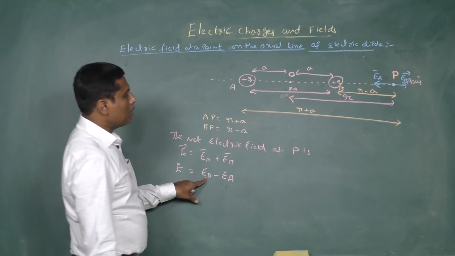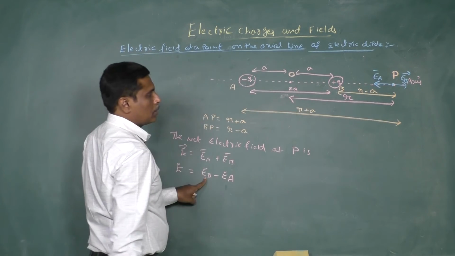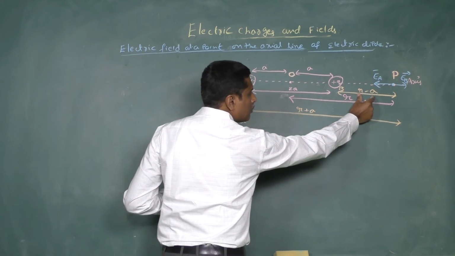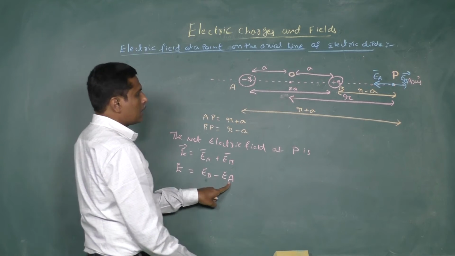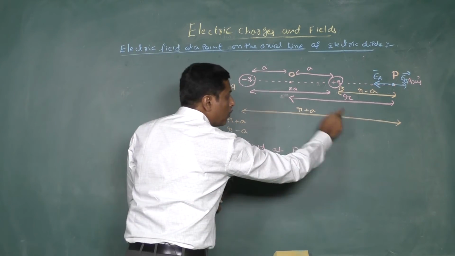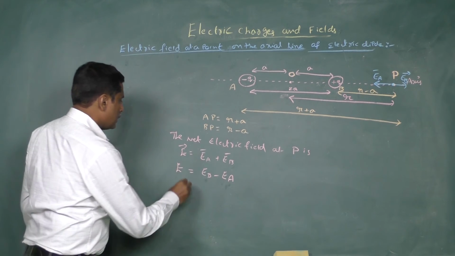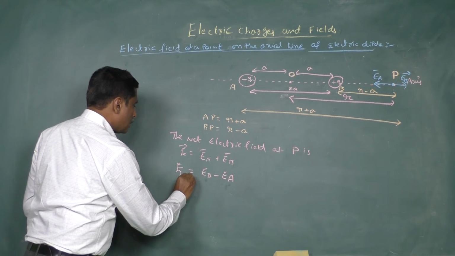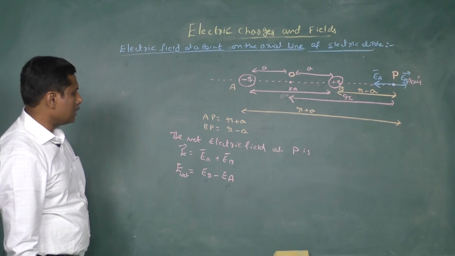EB means the electric field at the point P due to this positive charge. The distance is very small, so the electric field strength will be more. EA is the electric field at the point P due to this negative charge. Distance is more, so the electric field will be less. Therefore, you can write E net is equal to EB minus EA.